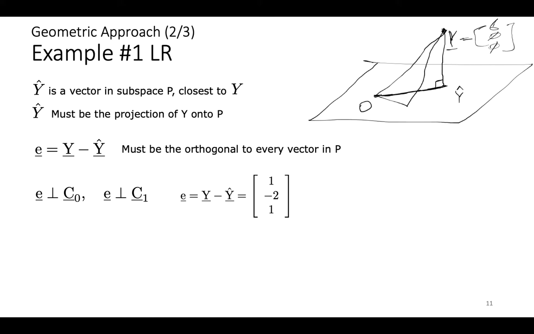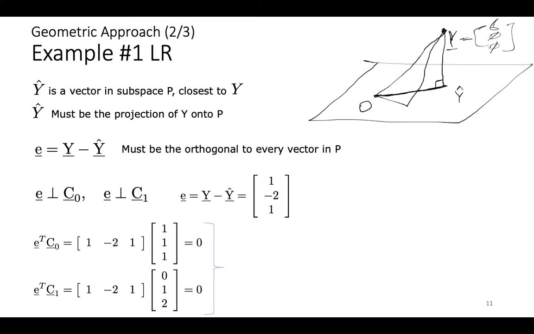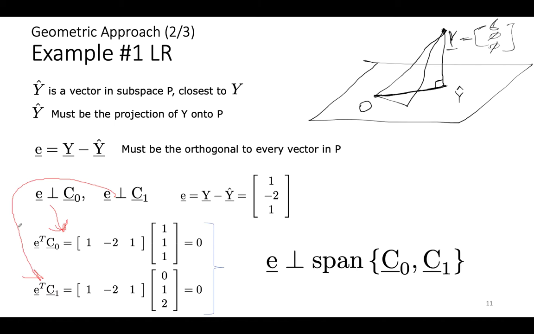We can actually show that up here. We can see that the transpose of E multiplied by C0, which was the span of the first column, and C1, which was the second column, is actually zero. So this shows that both of them are perpendicular here. So we can see E spans C0 and C1.